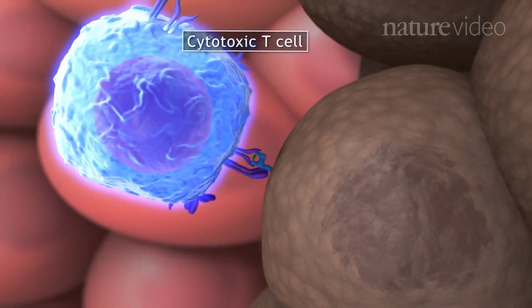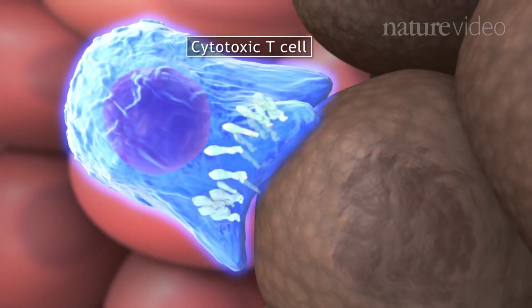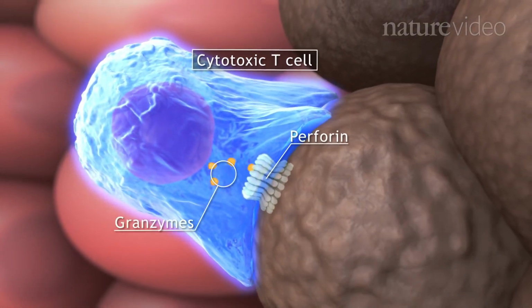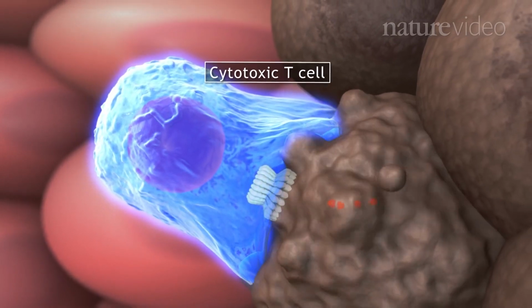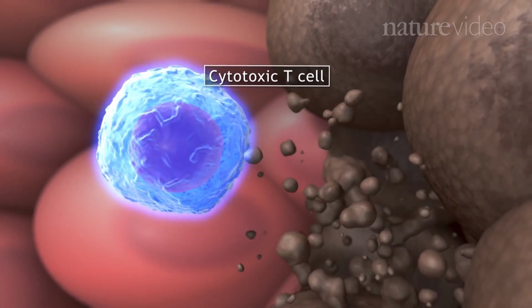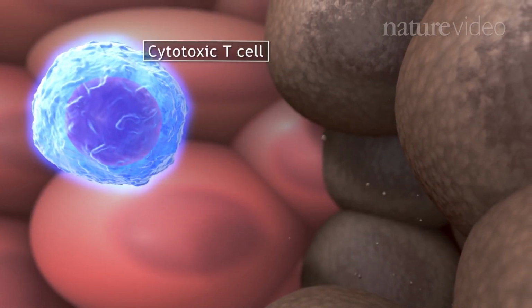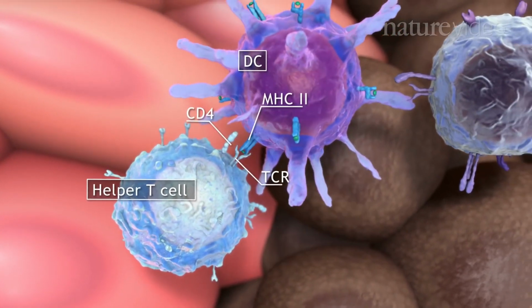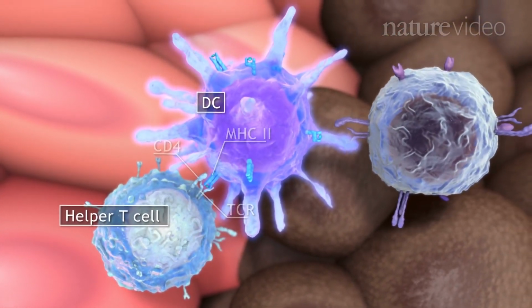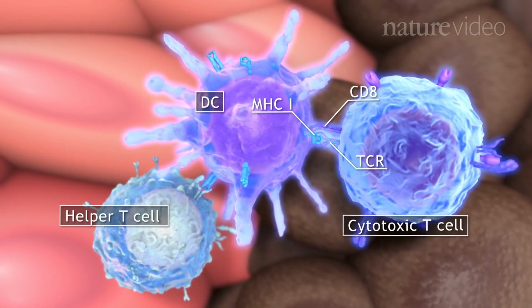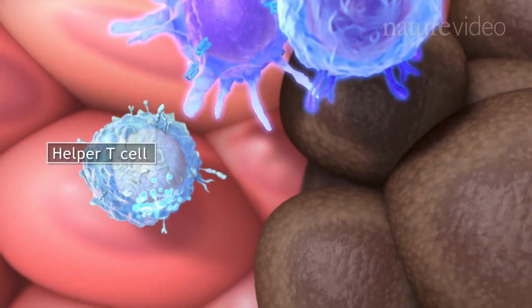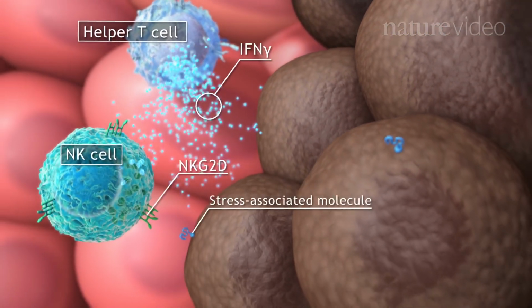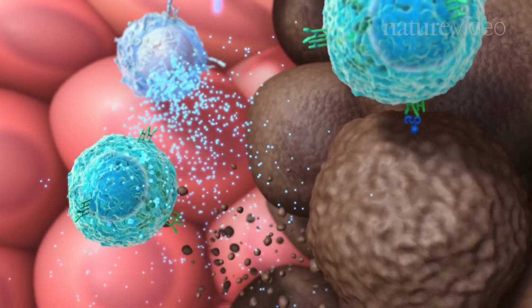Once activated, NK cells and cytotoxic T cells release perforin and granzymes. These molecules punch holes in the surface of the tumor cells, causing them to die by apoptosis. Helper T cells support these responses. They help DCs to activate cytotoxic T cells, and they produce cytokines such as interferon gamma that recruit and activate more NK cells.